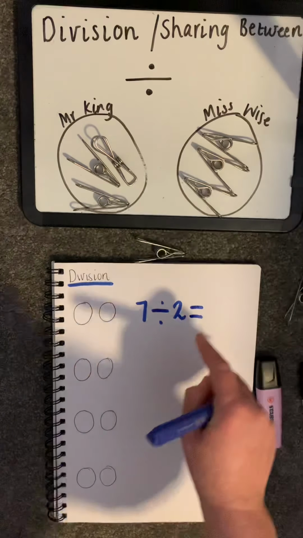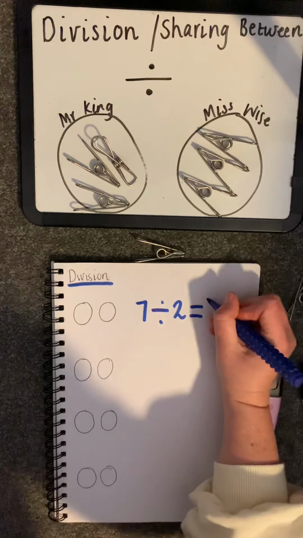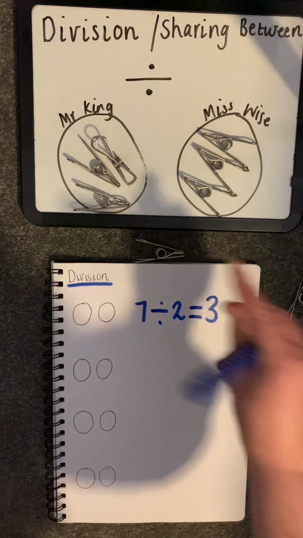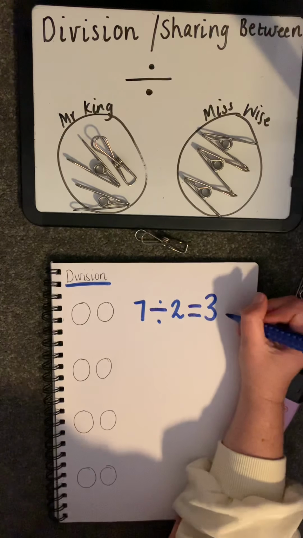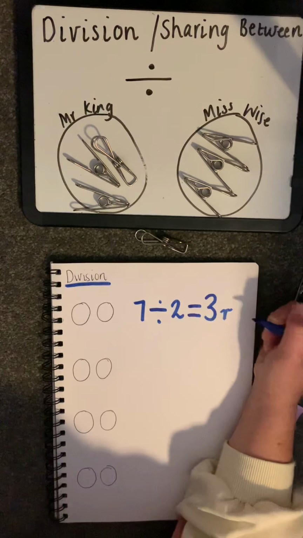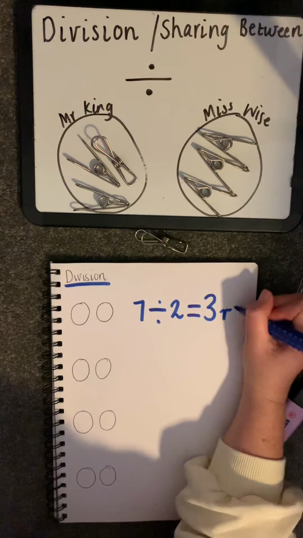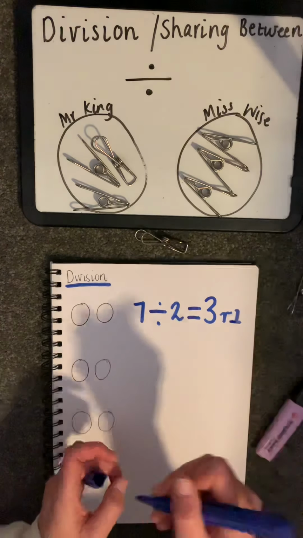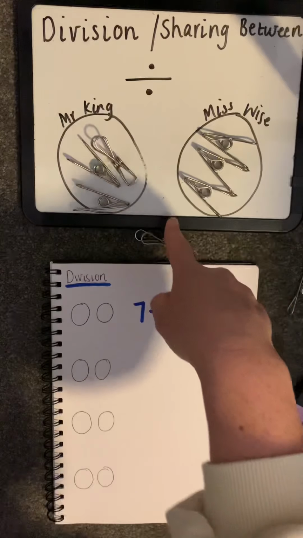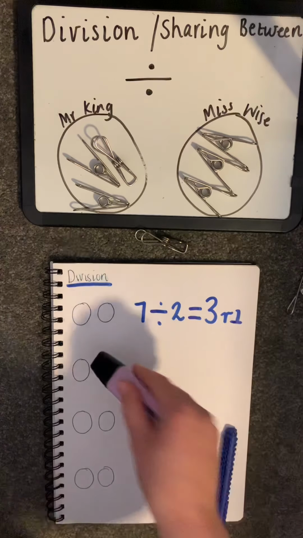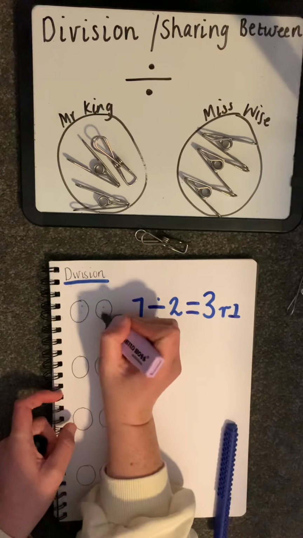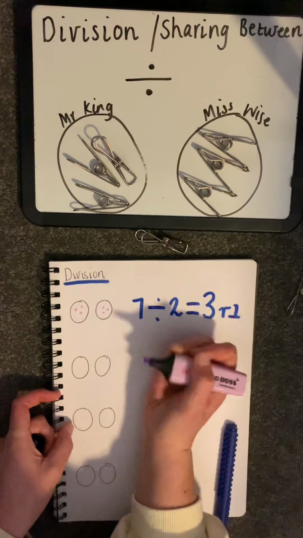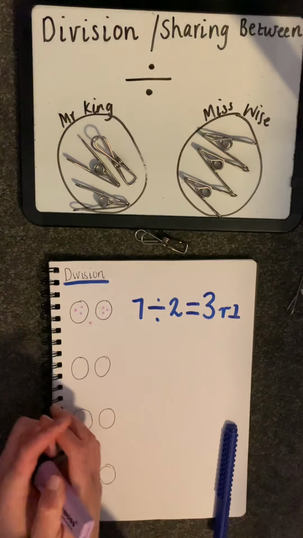Equals, well, how many did they get each? They got 3 each. Were there any left over? Yes, there was. There was this little peg left over. So I'm going to write an R, that stands for remainder, 1. So that was what was left over. And now because I can't keep this, I'm just going to draw it quickly so I've got proof of what I did. So I went 1, 2, 3, 4, 5, 6, and 7 left over.